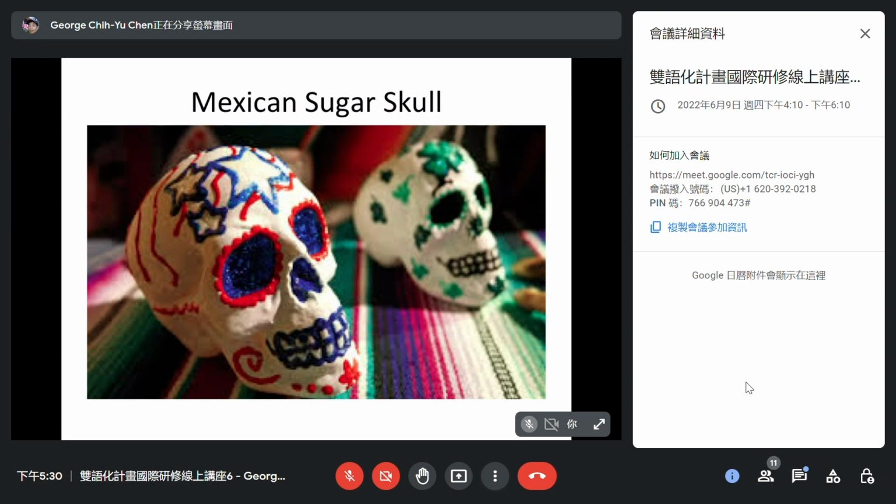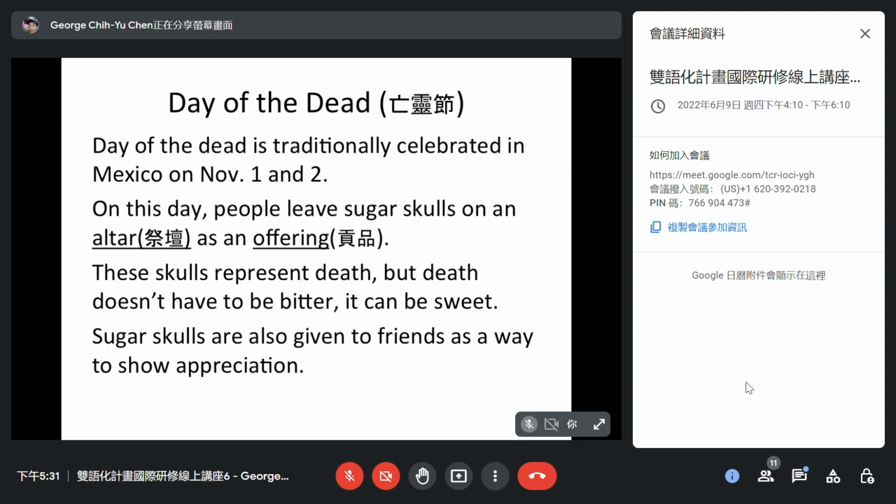Next, we'll go to Mexico. This is a Mexican sugar skull. A skull means 头颅. In Mexico, you can see skull that's made of 糖. And this highly decorative skull have a long history. And these skulls represent death. Why do they have sugar skulls?